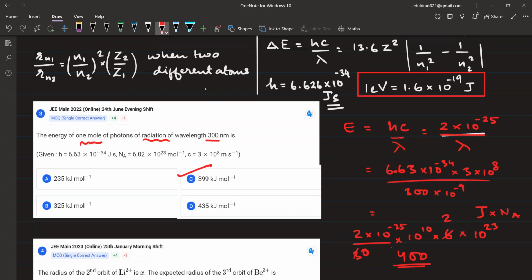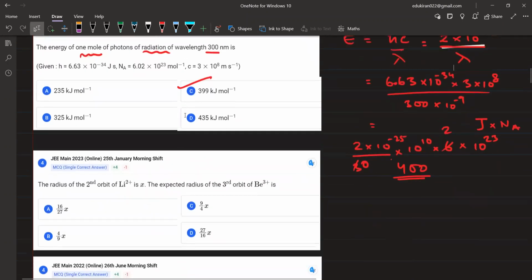See, where we can do approximation and where we can't depends on what options are given. As you can see, the options vary a lot: 235, 399, 325, 435. So we can do some approximations. Can we move on? Yes or no, please tell me. Yes, sir. Do this one.